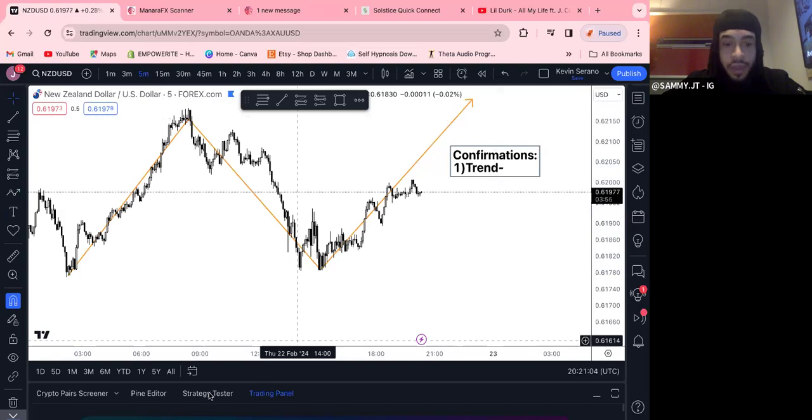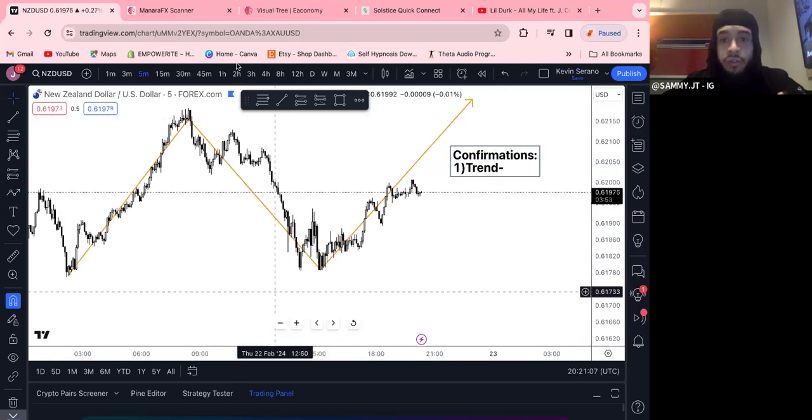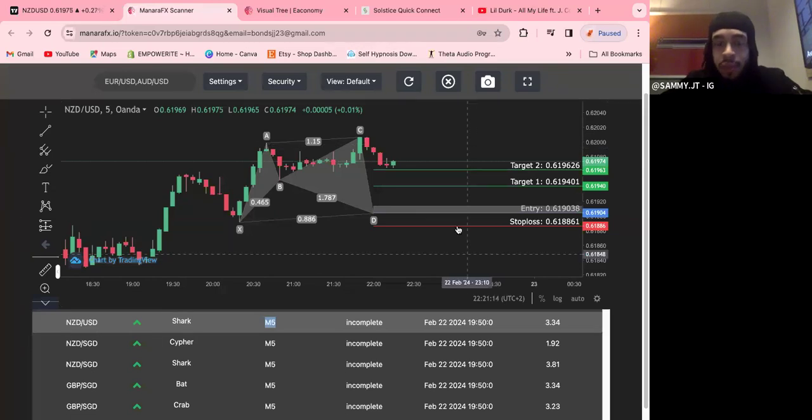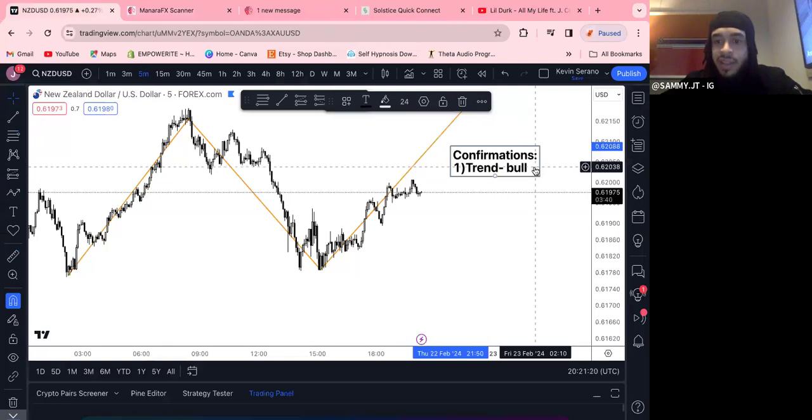So we're bullish, so you want to be looking for buys. So for trend, we can just write bullish. That's our first confirmation, fantastic. So the scanner makes sense because we want to be buying. Very simple.